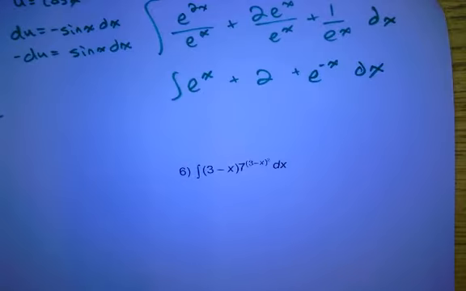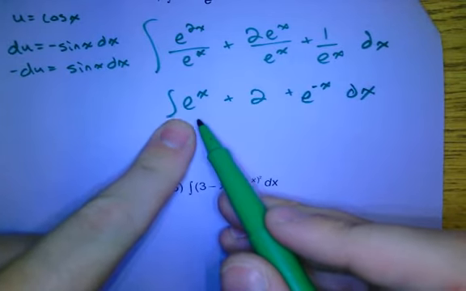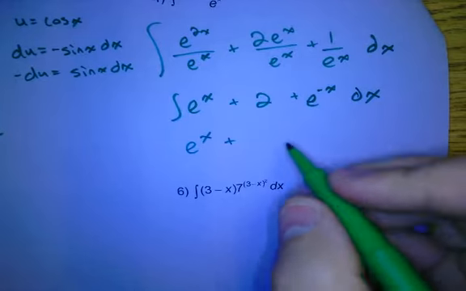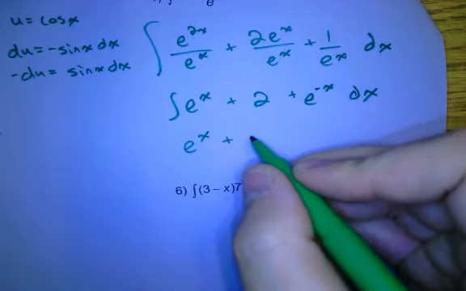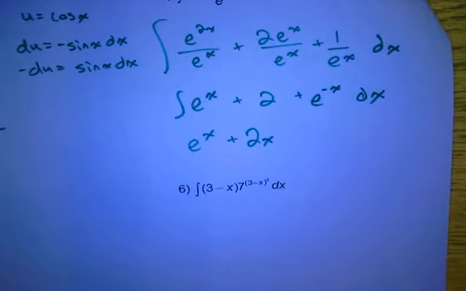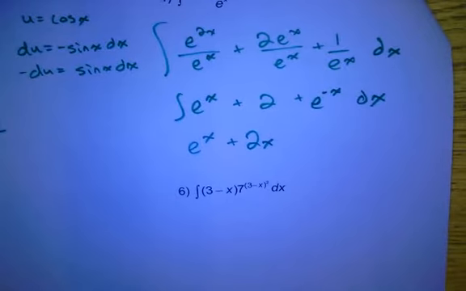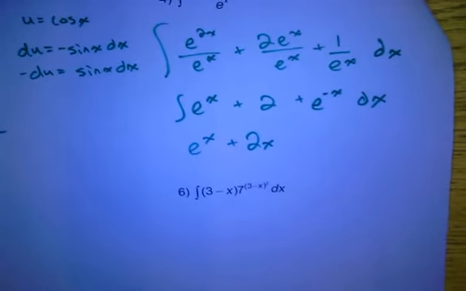Here we go. Integral, the first one. e to the x. Boom! Plus 2x. Boom! We don't need to u-sub this one. Come on, people. We do not need to u-sub this one. What's the antiderivative of e to the negative x?